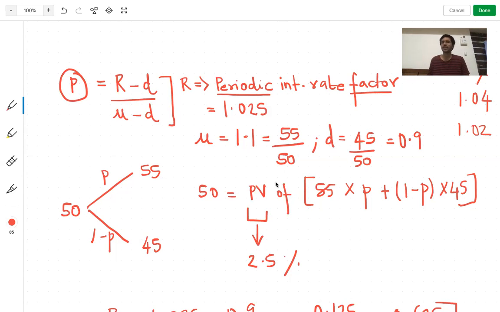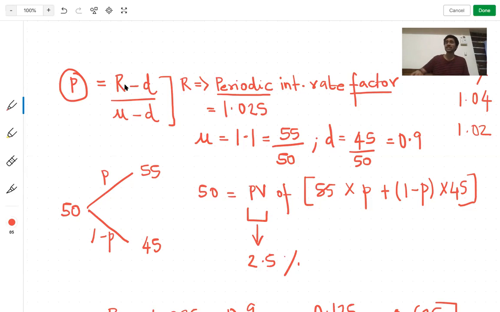Over here, you basically have to apply that logic. That logic is where the current share price is equal to the present value of the expected share price discounted at the required rate of return. Required rate of return for a risk neutral investor is the risk free rate. So over here there is logic, over here there's absolutely just a formula.